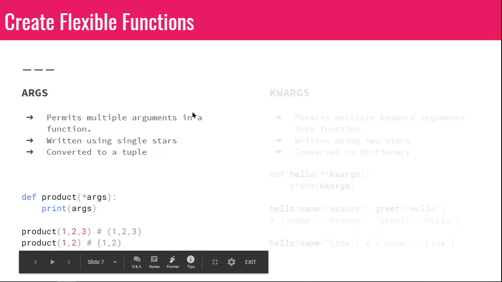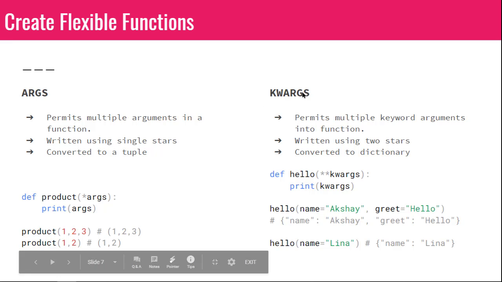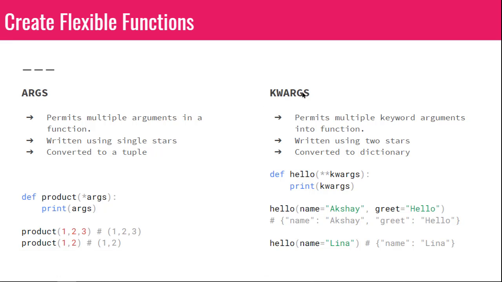Now similar to this, we also have kwargs. These are also known as keyword arguments or kwargs. This allows for multiple keyword arguments in a function. These are usually written as 2 stars, and we write them using the kwargs variable name.